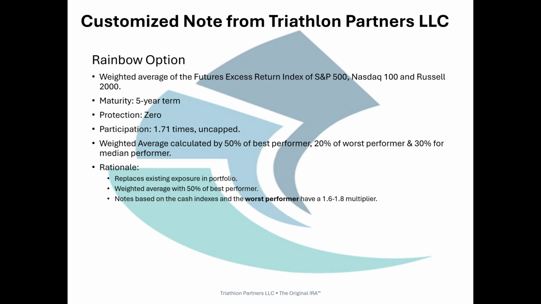But when we look at multipliers on these cash indexes, one that's a worst performer of those, you get a 1.6 to 1.8 multiplier. I'm getting only 20% of the worst and the same multiplier in the futures excess return for 5 years.